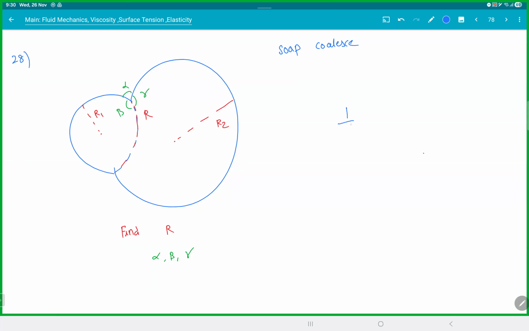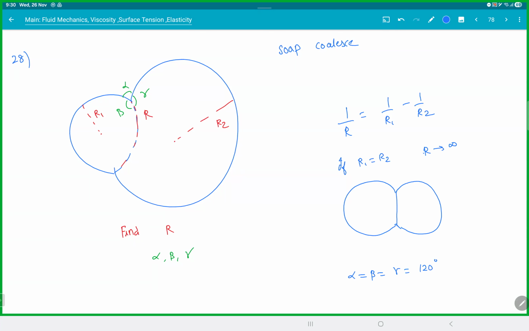Yeah, so the formula is 1 by r is 1 by r1 minus 1 by r2. Suppose if r1 is equal to r2, r will be infinity, meaning it becomes a line. The shape would have looked like this. And alpha, beta, gamma will be 120 degrees. You can check out the notes for the explanation. It doesn't matter whatever the radius is, the angles will always be 120. Clear with this?